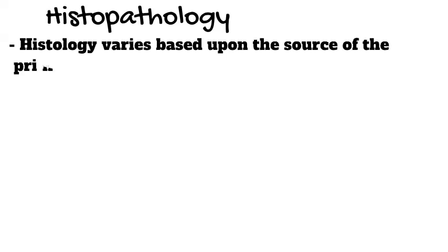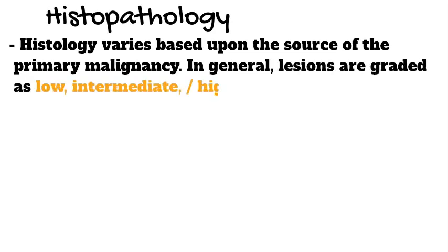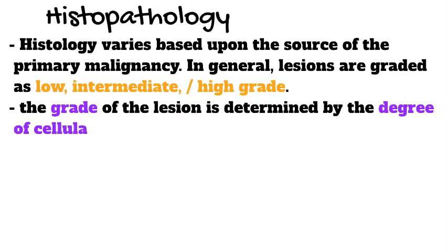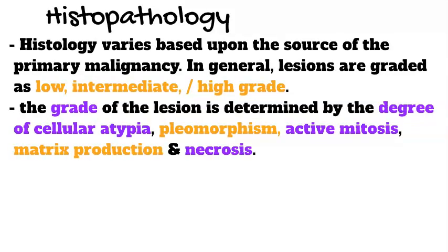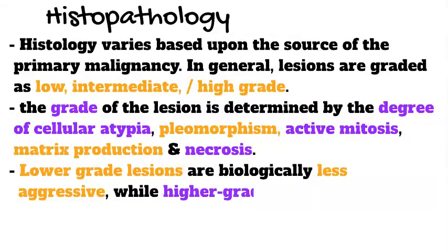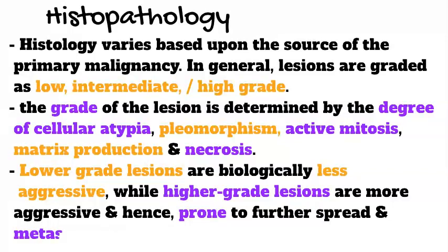Histopathology. Histology varies based upon the source of the primary malignancy. In general, lesions are graded as low, intermediate, or high grade. The grade of the lesion is determined by the degree of cellular atypia, pleomorphism, active mitosis, matrix production, and necrosis. Lower grade lesions are biologically less aggressive, while higher grade lesions are more aggressive and hence prone to further spread and metastasis.